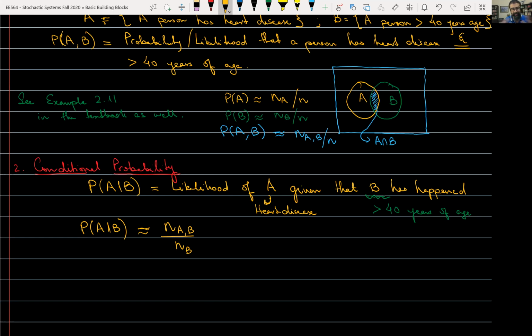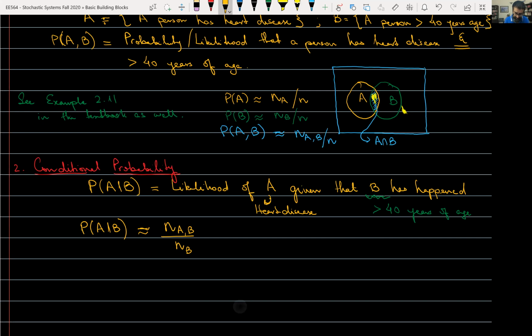So you're already inside the set B. And inside the set, you're asking how many of these people have heart disease. That is just equal to N(A,B). Then you take that ratio, in terms of the relative frequency approach, of the total number of people inside the set B, which is N(B).